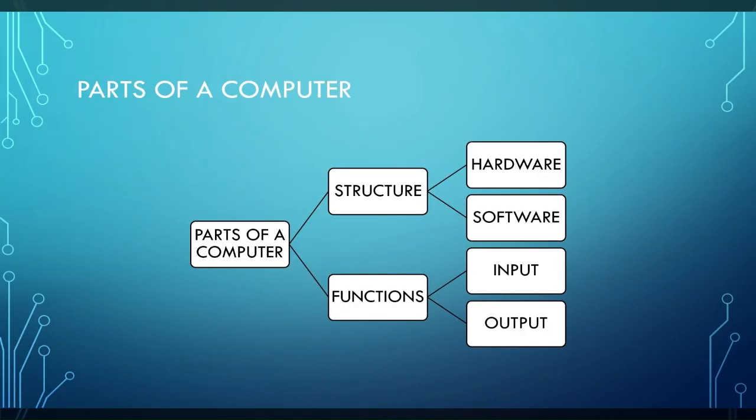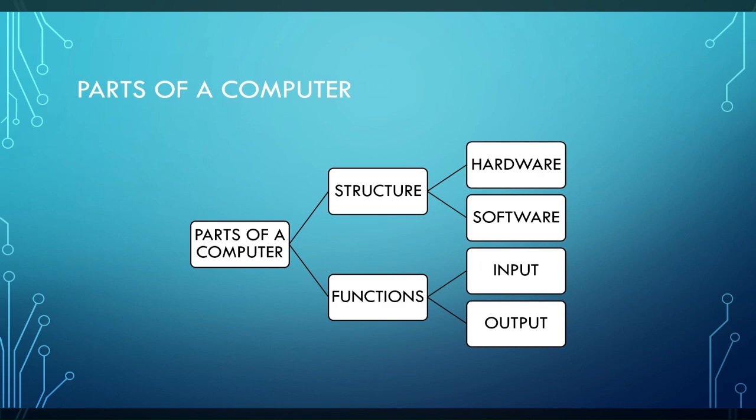Next, we have parts of a computer. So a computer can be divided into two major categories. First, on the basis of structure, what material or what structure or what type of computer it is. And the next is on the basis of functions, what operations it is performing. So under structure, we have hardware devices and software devices, and on the basis of function we have input devices and output devices.